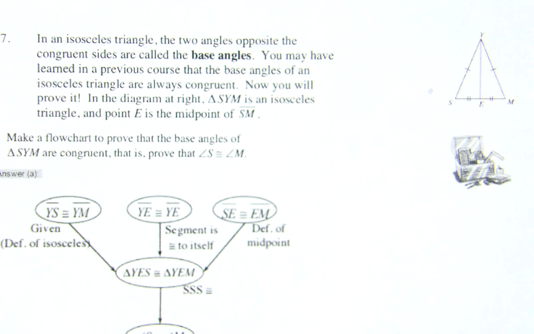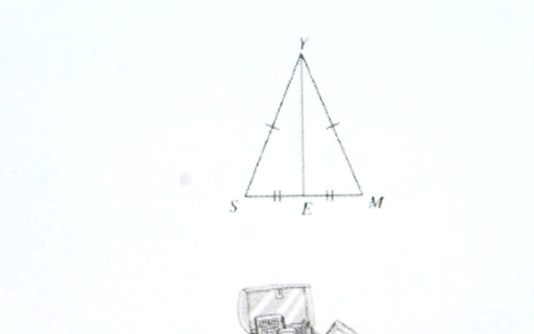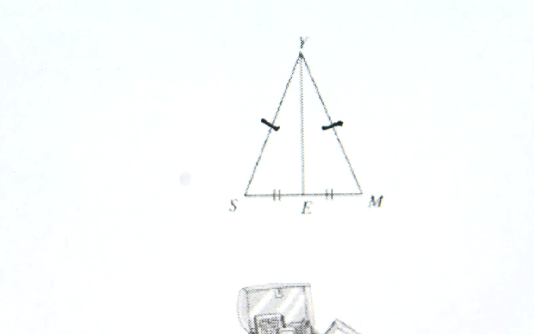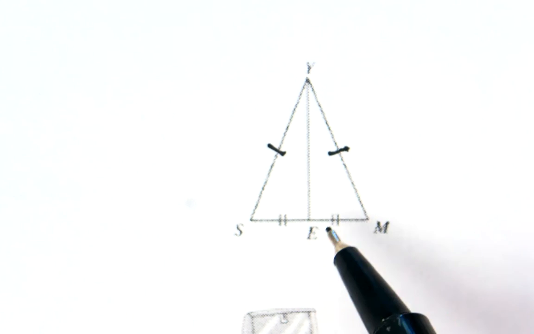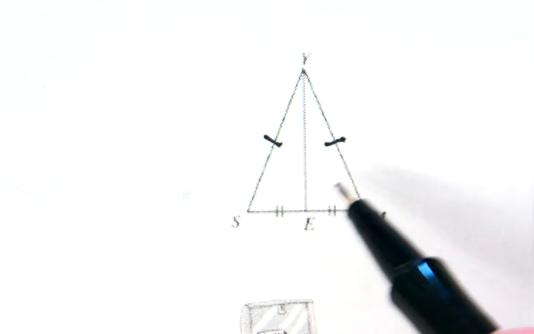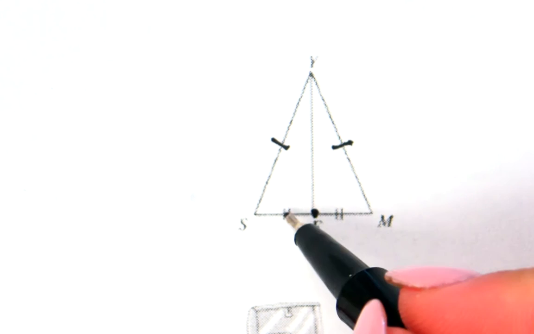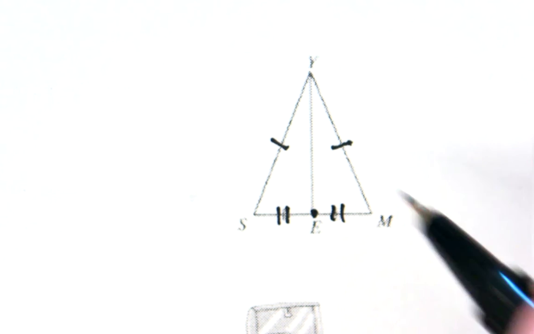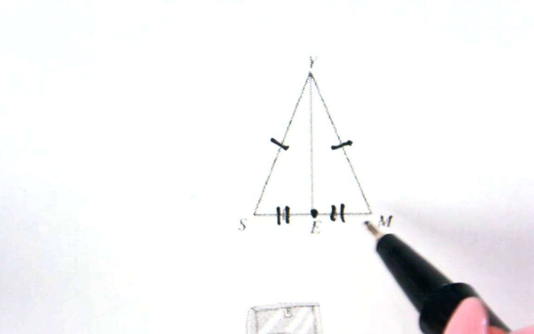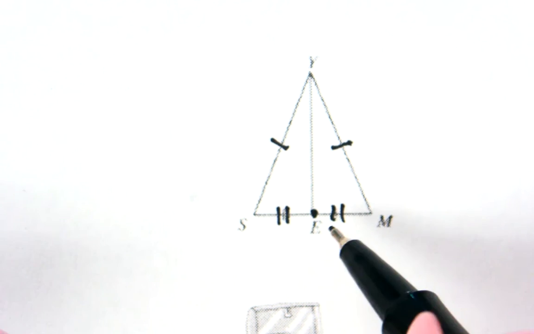So in the diagram at the right, SYM is an isosceles triangle and point E is the midpoint of SM. I'm going to zoom in really quickly so you can see what we're talking about. Okay, so there you go. It says that it's an isosceles triangle, so that means two of the sides are the same. The point E, which is this point down here, is literally halfway in the middle between S and M, which means that this part right here is going to be equal to that part right there. Since point E is the midpoint, it cuts segment SM in half and makes two equal parts.